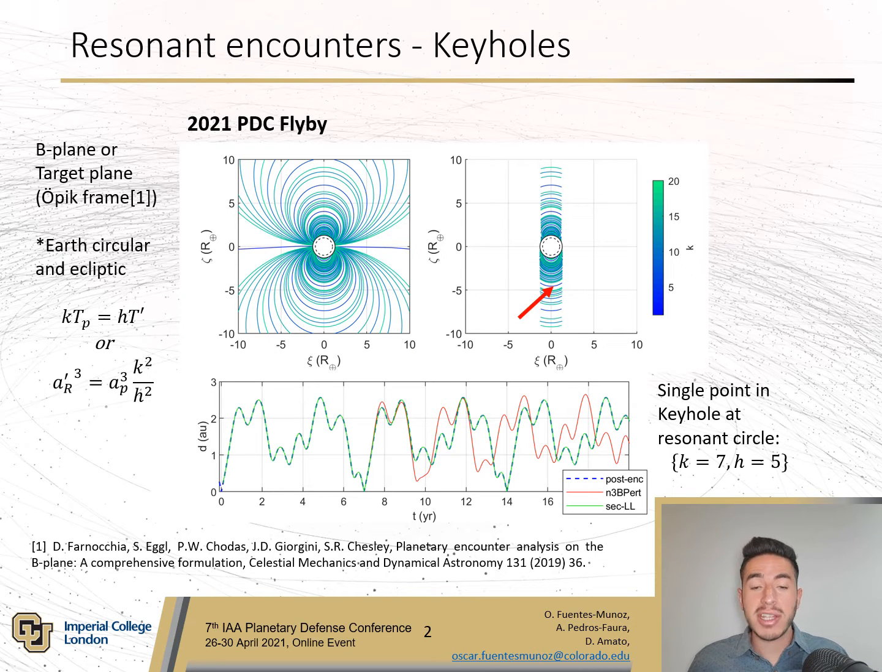What are keyholes? Keyholes are regions around the planet such that if the asteroid crosses them during a flyby, then there is a future collision with the planet.